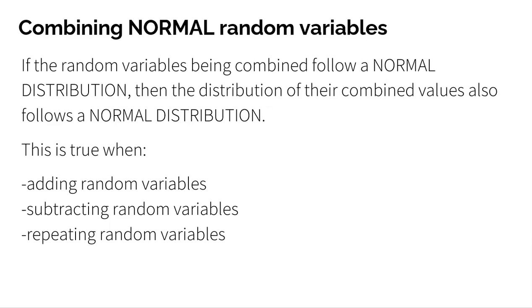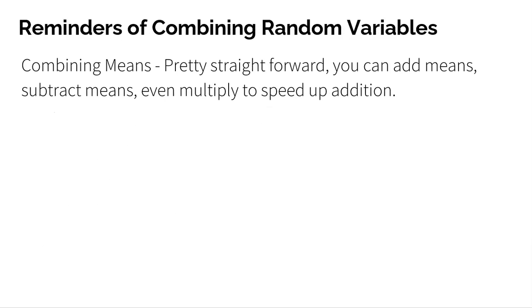That's huge news for us, because that means when we're done combining random variables, we could utilize the normal function and we could utilize the inverse normal function as well. So a couple of reminders when it comes to combining random variables. First, we've got to talk about combining means, because if we're going to use that normal distribution, it all comes down to knowing your mean and your standard deviation.